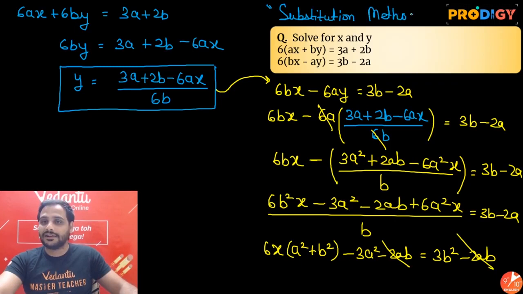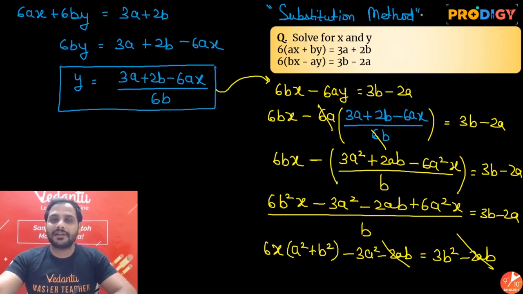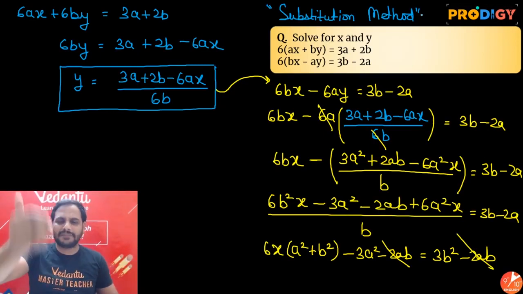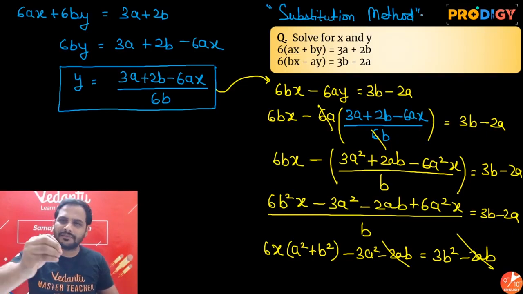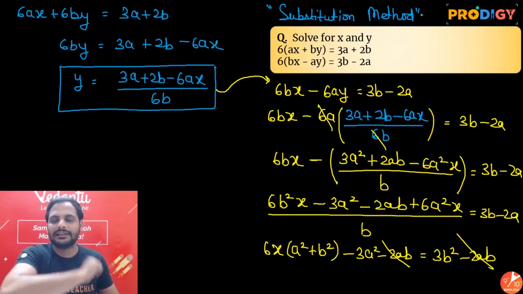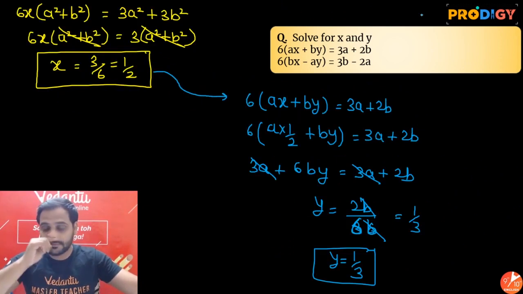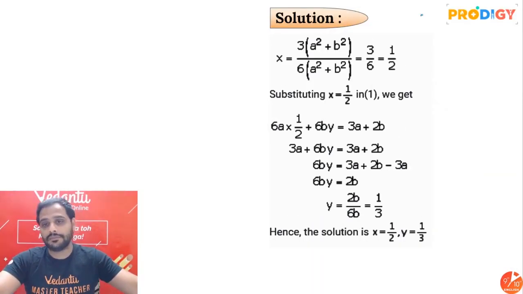I will try to cover all the 3 methods. I will try to show you that any question you can solve with any method. There is nothing like, this can be solved only with elimination. Sometimes it may be lengthy. Elimination method sometimes gives the answer in the easiest way. Alright, okay. So here x is 1 by 2, y is 1 by 3.